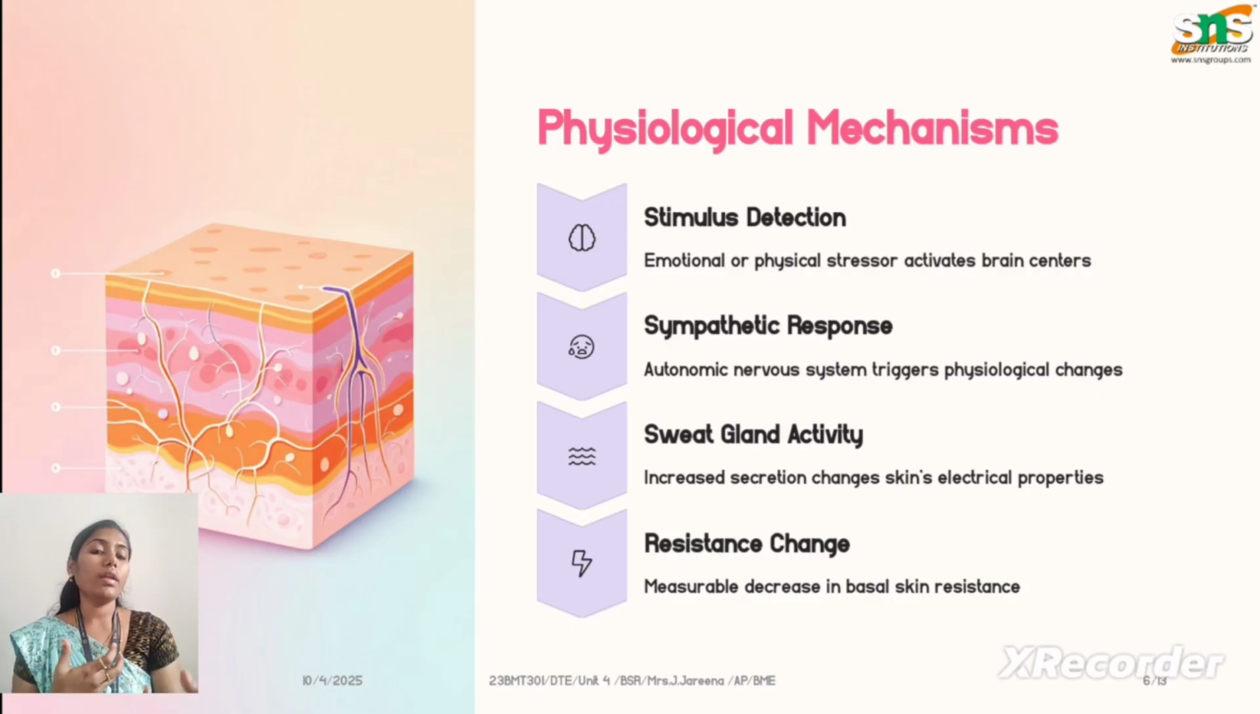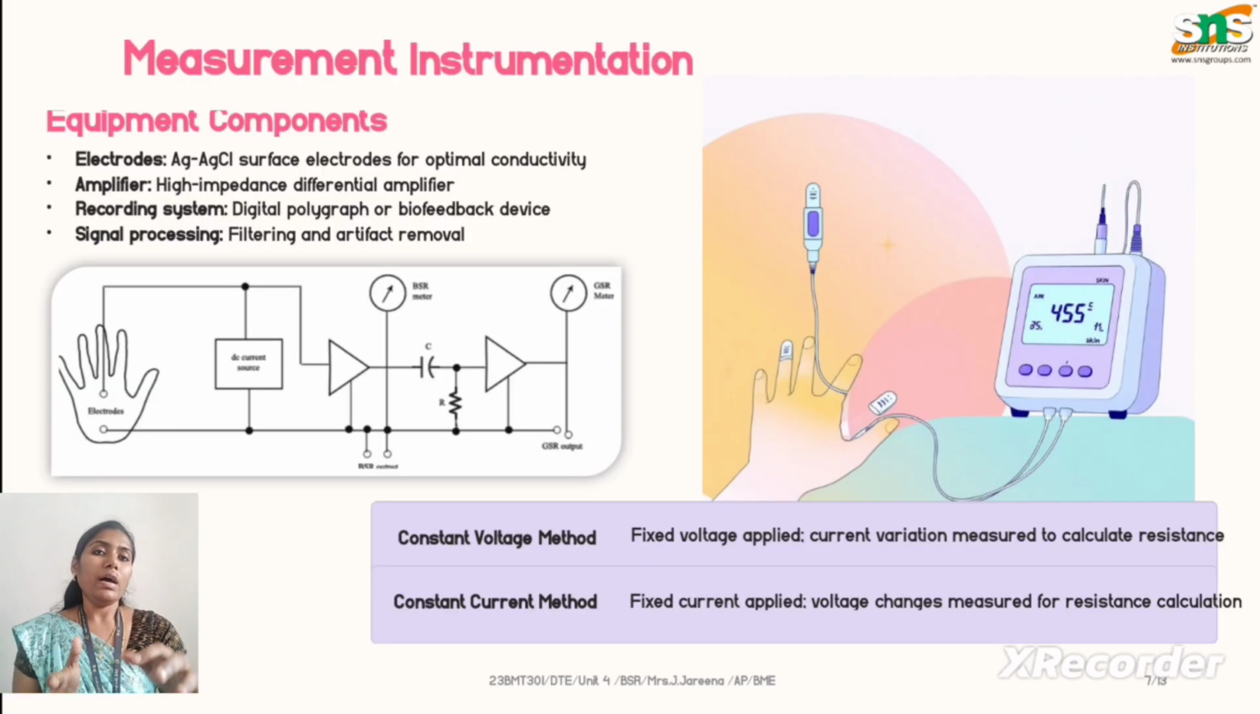So when the sweat increases, automatically the conductance of the skin also increases, thereby the resistance changes occur. In this way, the change in resistance directly maps to the physiological changes happening in the body, that is, the emotional changes related to the stimulus to which we are exposing the person. Next, we will move on to the instrumentation aspect.